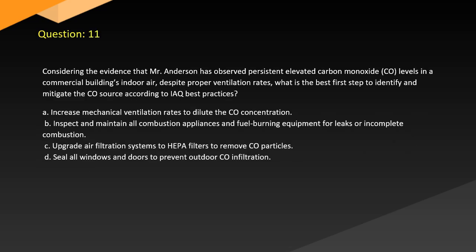Question 11. Considering the evidence that Mr. Anderson has observed persistent elevated carbon monoxide (CO) levels in a commercial building's indoor air despite proper ventilation rates, what is the best first step to identify and mitigate the CO source according to IAQ best practices? A. Increase mechanical ventilation rates to dilute the CO concentration. B. Inspect and maintain all combustion appliances and fuel burning equipment for leaks or incomplete combustion. C. Upgrade air filtration systems to HEPA filters to remove CO particles. D. Seal all windows and doors to prevent outdoor CO infiltration.